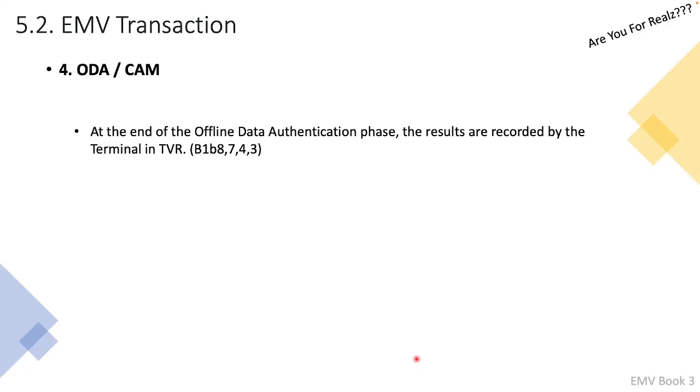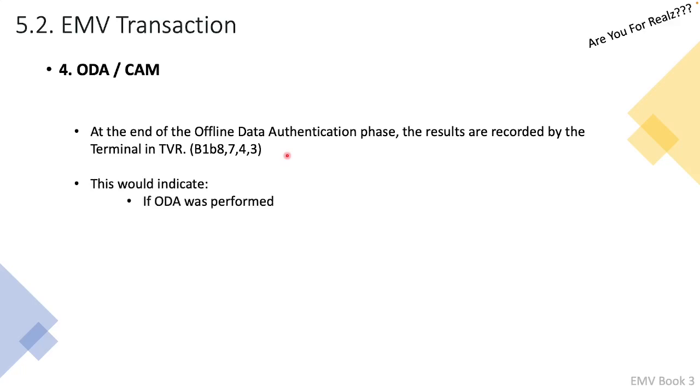At the end of step 4, the offline data authentication phase, the results of offline data authentication are recorded by the terminal in the TVR, specifically in byte 1 bit 8, byte 1 bit 7, byte 1 bit 4, and byte 1 bit 3. Remember we spoke of the TVR: it's a record of what is happening in the transaction from the terminal's perspective. I refer to it as a diary, a personal note that the terminal makes during a transaction to record certain events. We saw in the previous step that if data was missing, it would have recorded that in the TVR. In step 4, it records what it observed of the ODA process in the TVR.